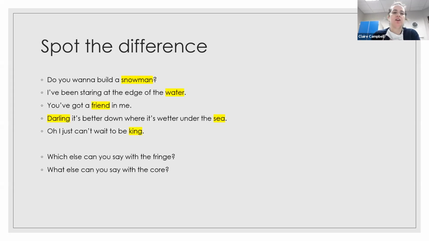So if we take a look at those, out of all 5 of those lyrics, we only have 6 different fringe words. So we've got snowman, water, friend, darling, sea, and king. There's nothing else that you could say with just those words that would make any sort of meaningful sentence. But what else could you say if you put together different parts of the core words?